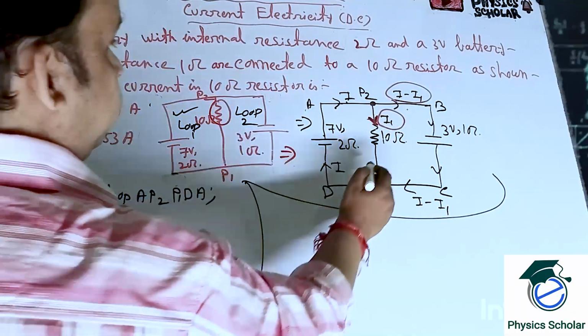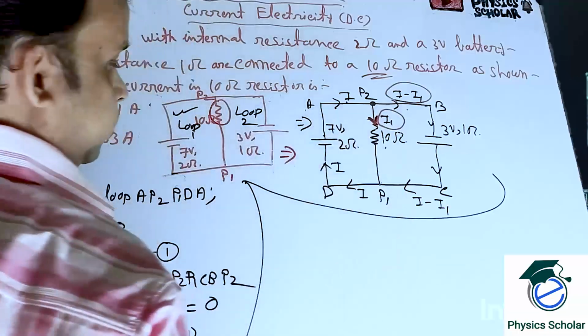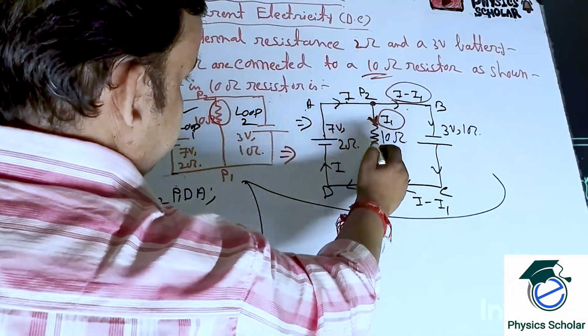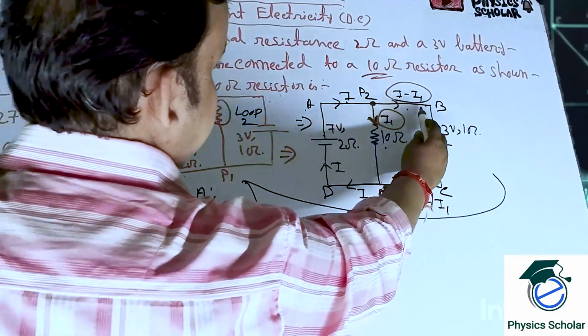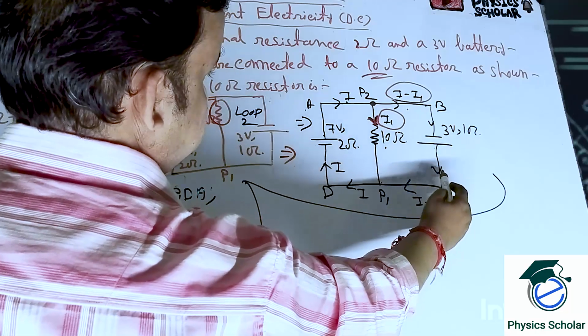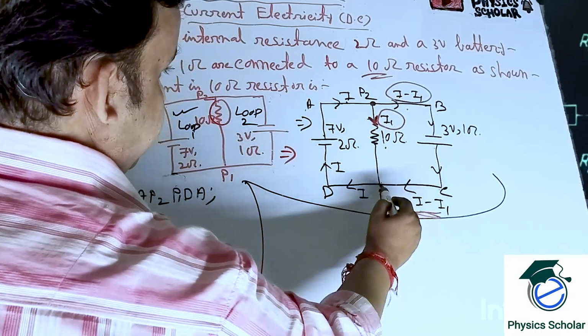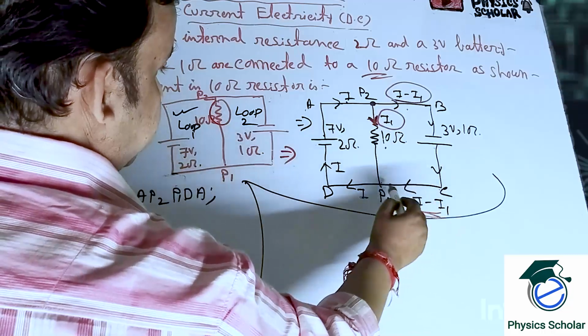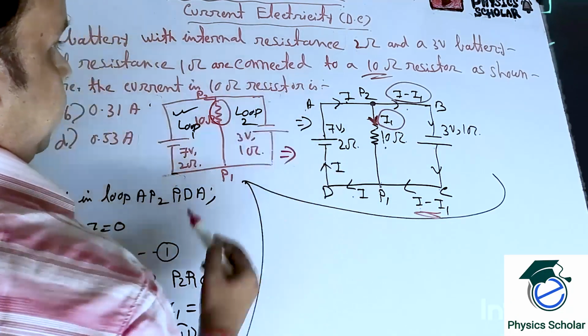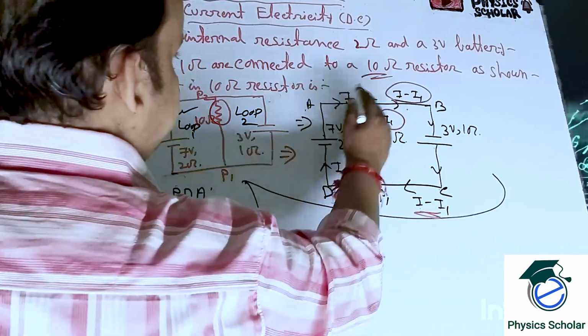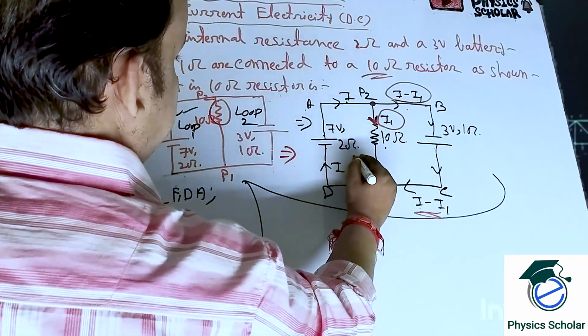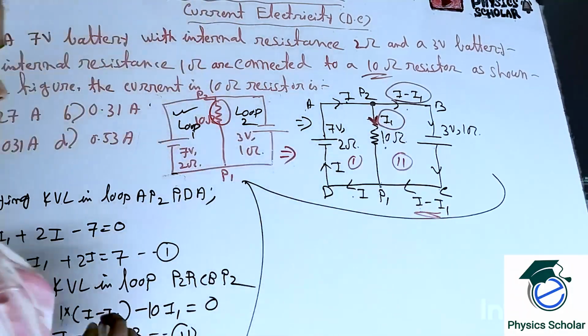So I1 current will flow through the 10 ohm resistor, and I minus I1 will flow through this branch. Again they will meet, I1 and I minus I1 making I, and it will return back to the battery. So that will be the flow of current. This is loop number 1, this is loop number 2.